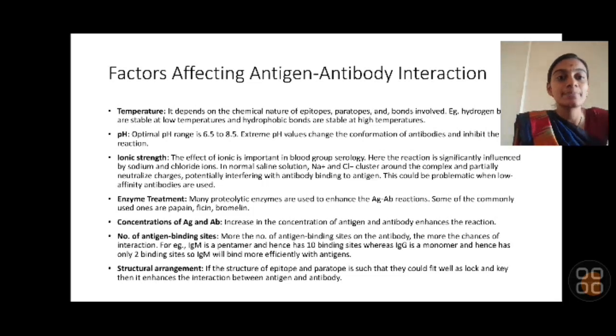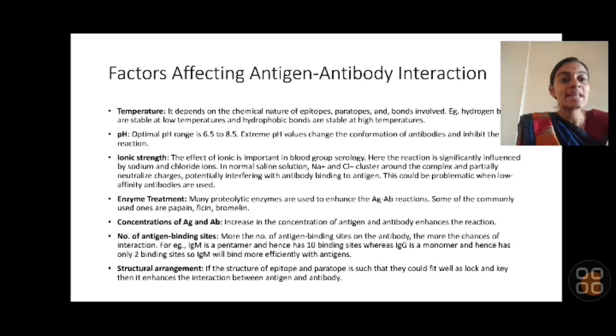Enzyme treatment. Many proteolytic enzymes are used to enhance the reactions, and some of these which are commonly used are papain, ficin and bromelain. Concentration of the antigen and antibody.